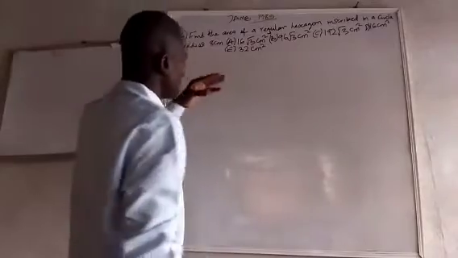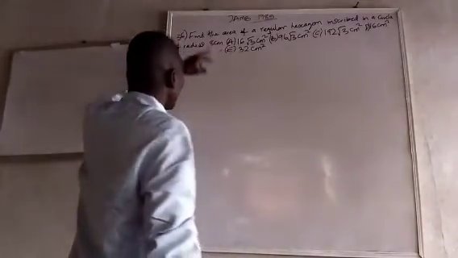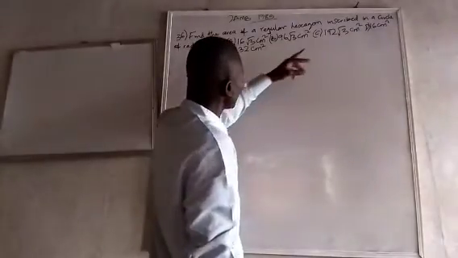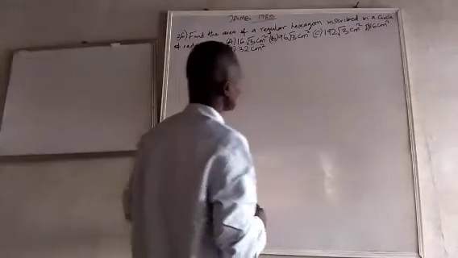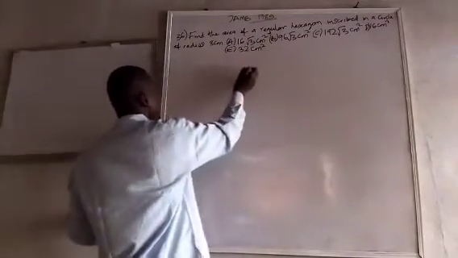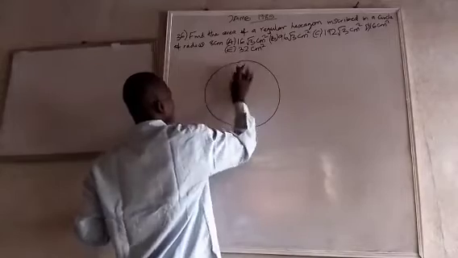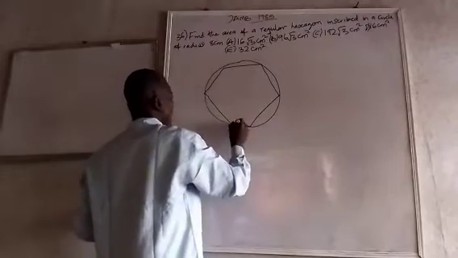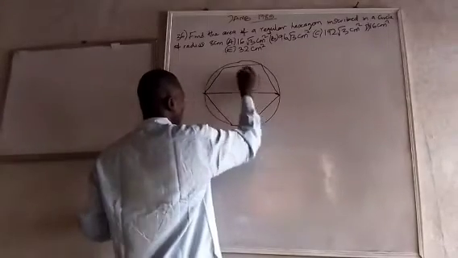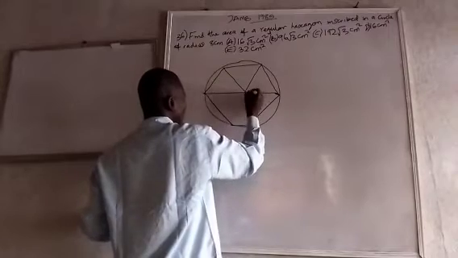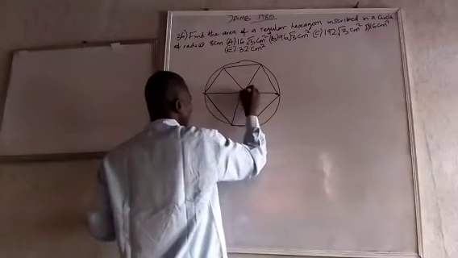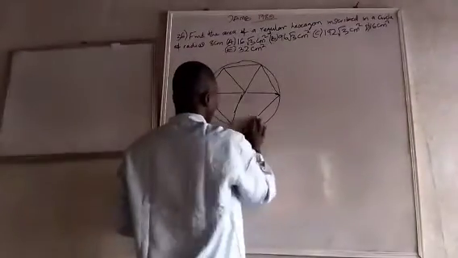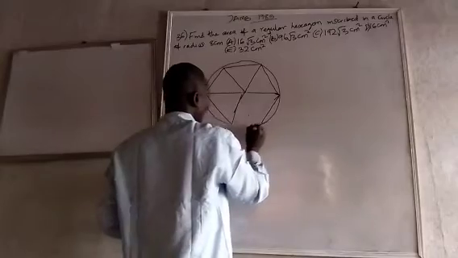Find the area of a regular hexagon inscribed in a circle of radius 8 cm. Answer A is 16 root 3 cm squared. B 96 root 3 cm squared. C 192 root 3 cm squared. D 16 cm squared. E 32 cm squared. So we have to find the area like this. It's regular. What does that say? They are equal. That is, all the sides are equal. So all we need is to find the area of one of the triangles. And when we find the area of one of the triangles, we multiply that by 6. And that gives us the answer.